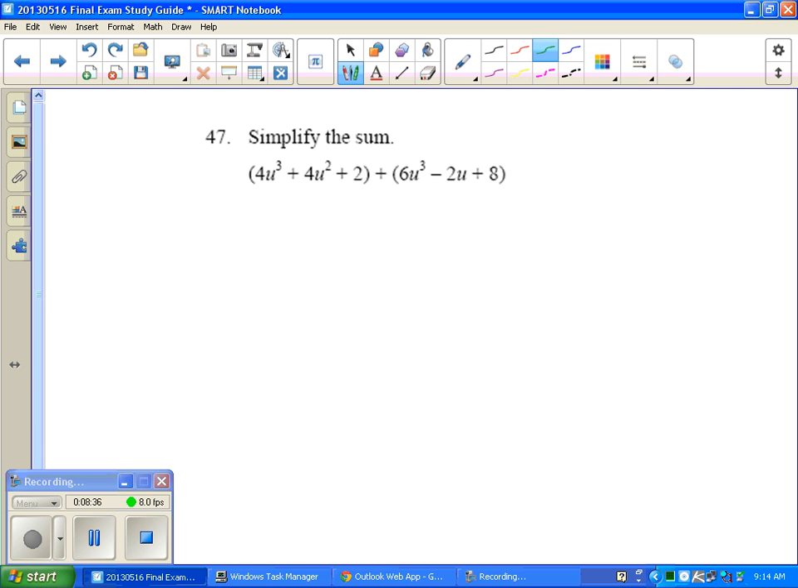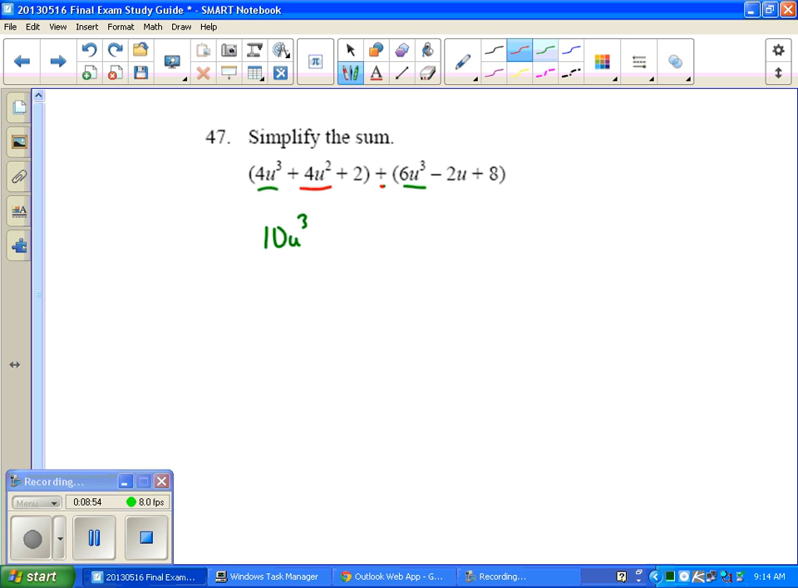47 says simplify the sum. These are a little bit easier because it's just addition instead of subtraction. Again, start with your highest exponent, 4u to the third plus 6u to the third. 4 plus 6 is 10u to the third. Notice u to the third didn't change. It stays just like it is.